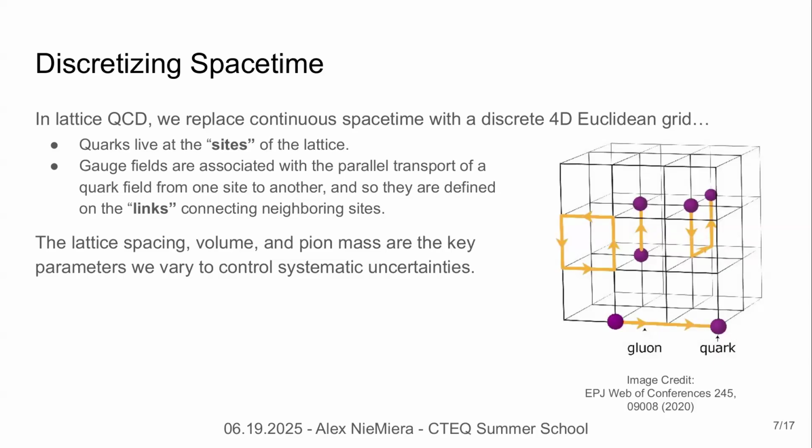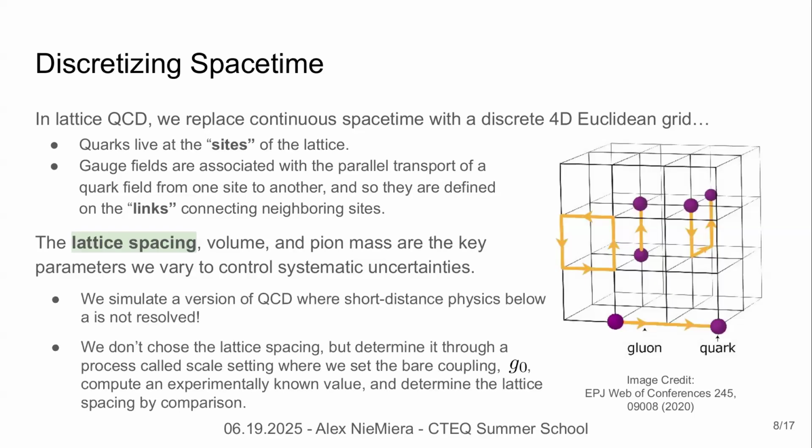So there are three main parameters that we can vary to control systematic uncertainties. And unfortunately, I have to kind of gloss over these quickly for the sake of time. But they're going to be lattice spacing, volume, and pion mass. So the lattice spacing determines how finely or coarsely this box is discretized. And this is not something that we choose, but it's something that we determine through a process called scale setting, which is where you set the bare coupling and compute some experimentally well-known value and then determine what the lattice spacing is by comparing our numerical result to this experimental result.